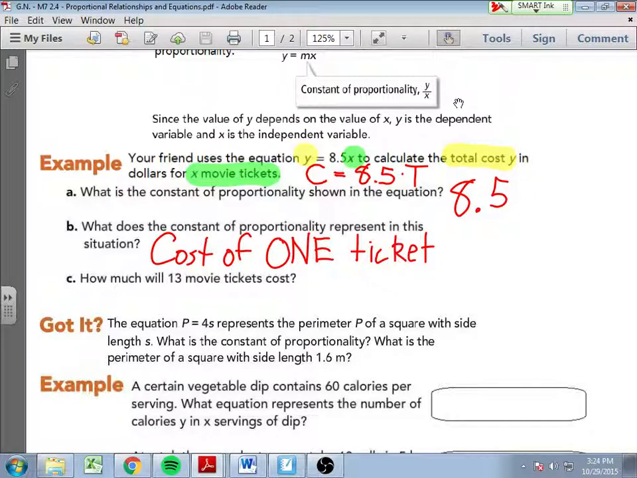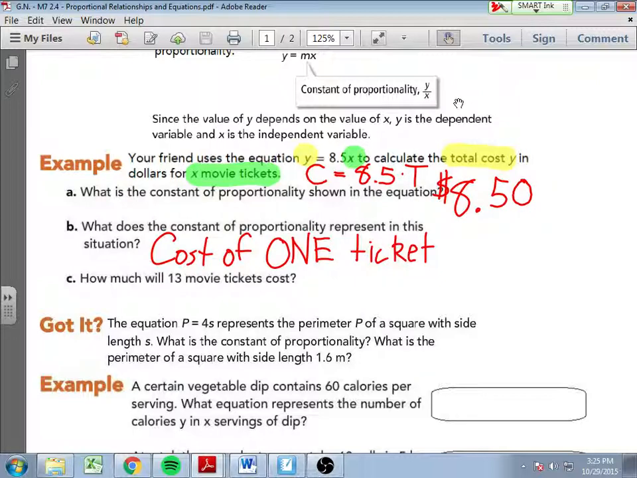What was the answer to A? 8.5. Sorry, I wrote it off to the side. And actually, if you want to rewrite this, it'll make more sense since it's a cost. Now, as I'm grading your tests, some of you are forgetting your dollar signs, and some of you are forgetting you have to have two decimal places if it's money. Money has to have two decimal places. Do we have to put the cost equals 8.5 times tickets? No, you don't have to, but I rewrote that since they told me y is cost and x is tickets. So I just like to change the variables to whatever they describe, whatever helps me remember the actual words.